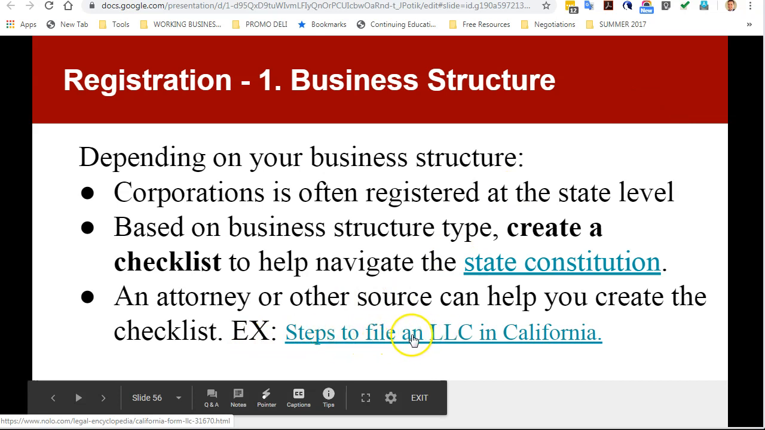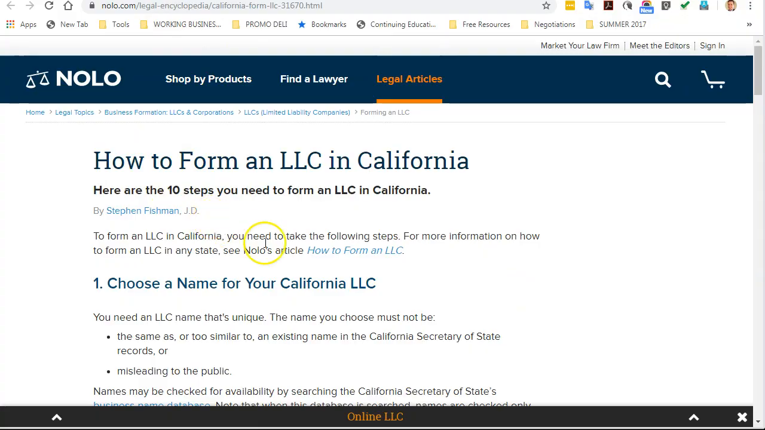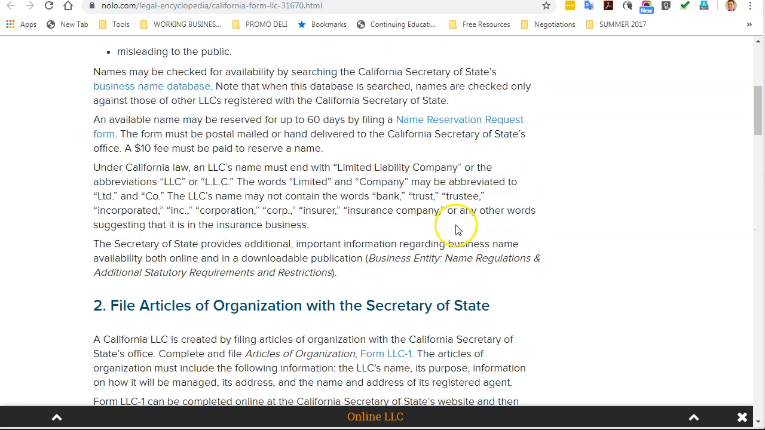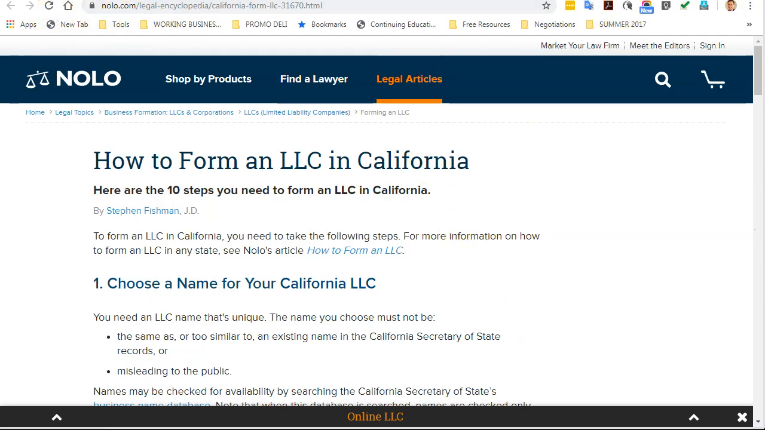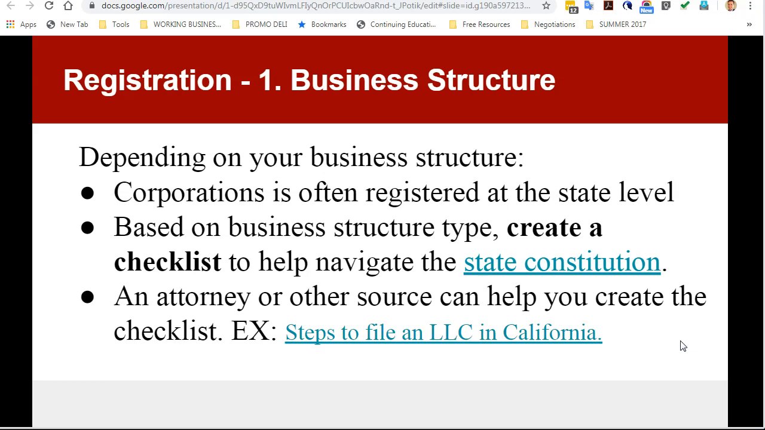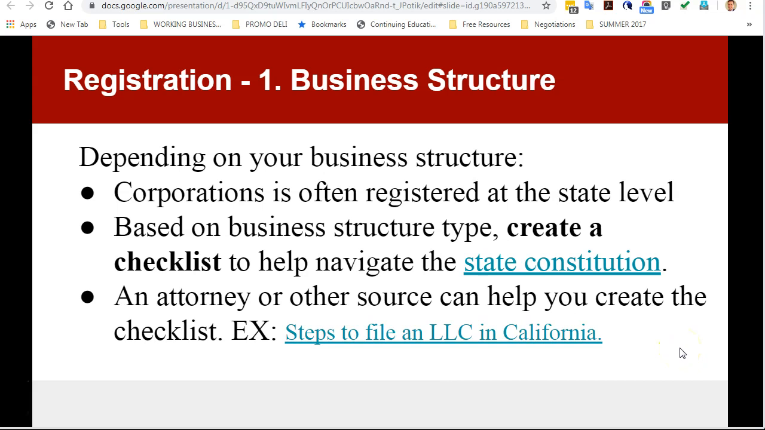If you just Google steps to file an LLC in California, you can find resources like NOLO that will offer you the steps or checklists. I can't recommend any specific site for you to use, but just know that there are plenty of resources available to you. The question is, are you experienced enough to judge whether that's the best way to set up your business or not? Oftentimes an attorney can be expensive, yes, but they might save you from making very expensive mistakes. So you may want to consider consulting with an attorney to help you get your business set up.